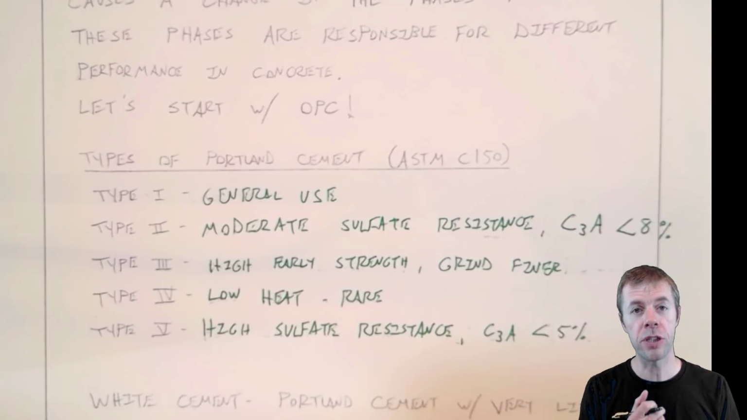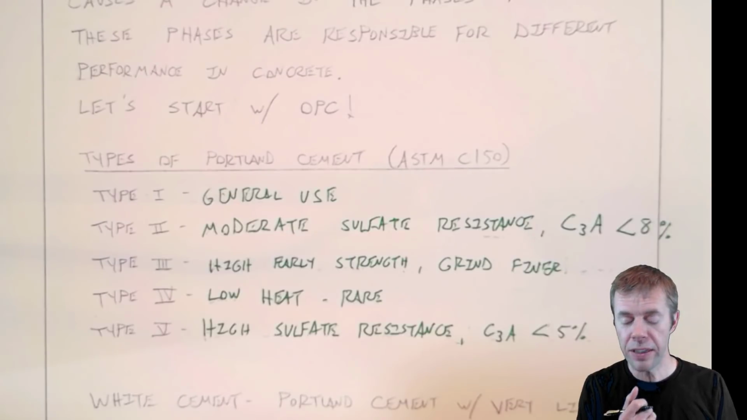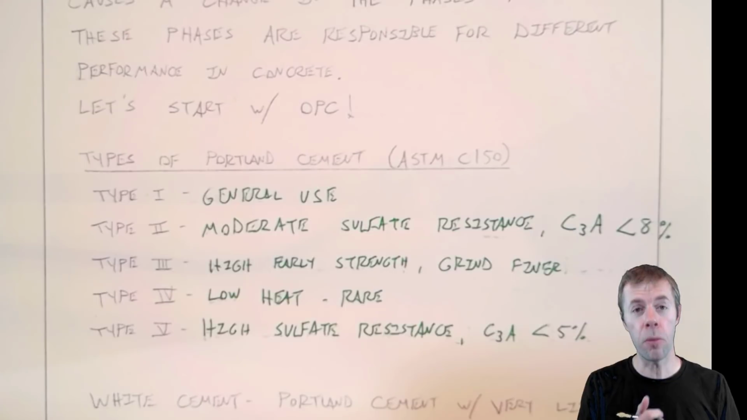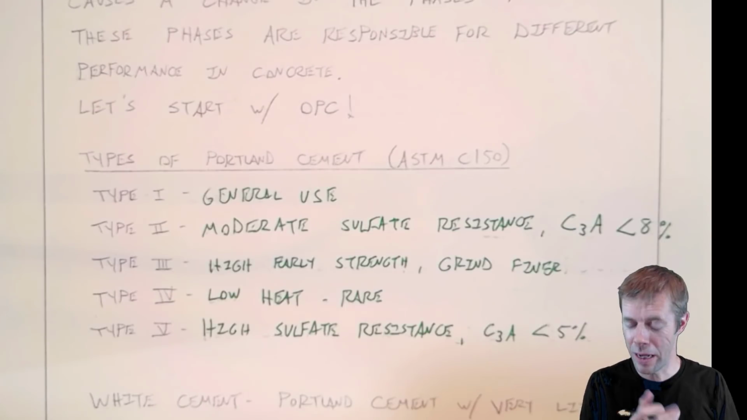That's where type 3 cement's really, really helpful, because you just need to get enough strength fast. And then type 4, what's it for? It's for large elements that produce lots of heat, okay? But it's not made anymore.